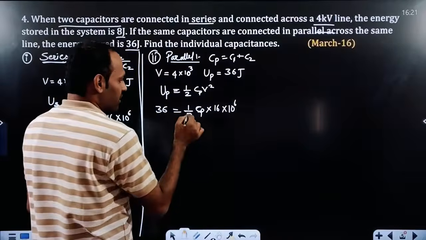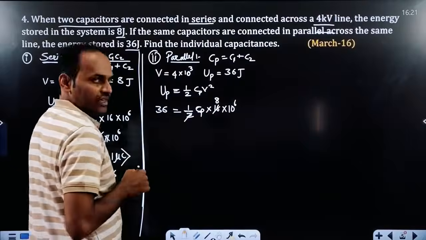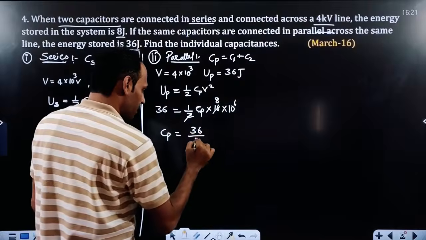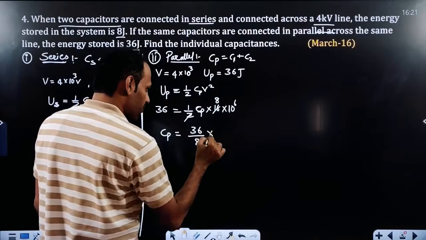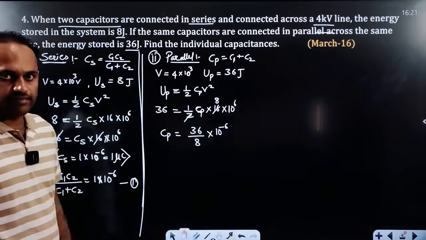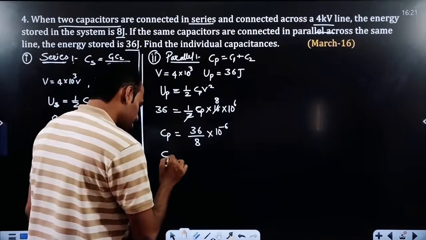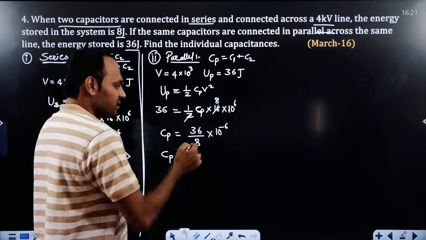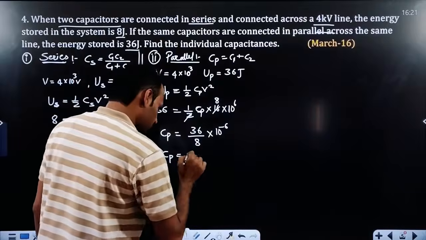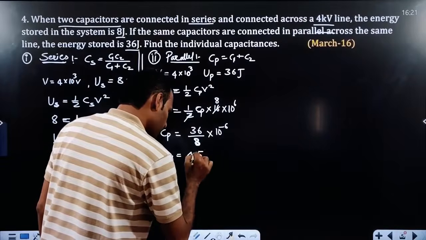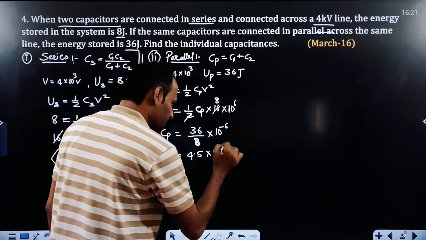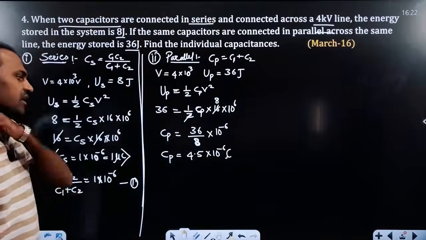So what will I get? Two 8s are 16. Right? So I will get CP is equal to 36 divided by 8 into 10 raised to minus 6. If I take it on this side, finally I will get CP like this. 8 1s are 8, 8 4s are 32, and 8 5s are 40. Correct? So it will be 4.5 into 10 raised to minus 6 coulomb. This much will be the capacitance.